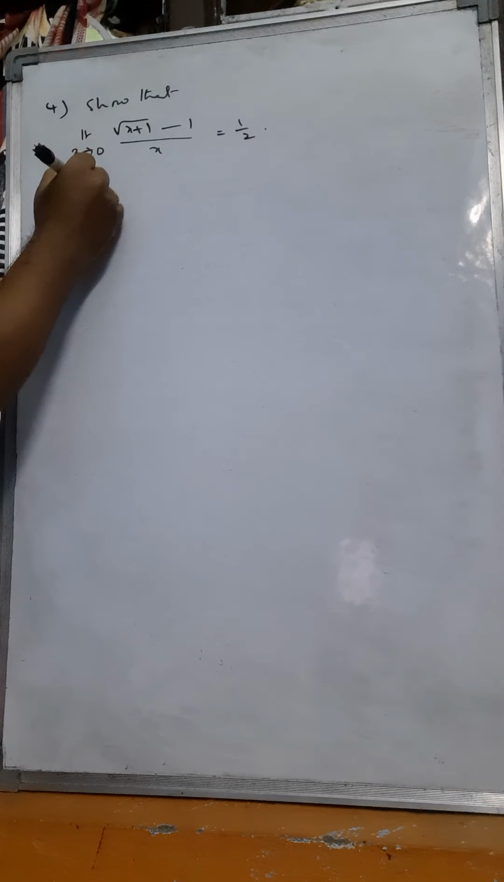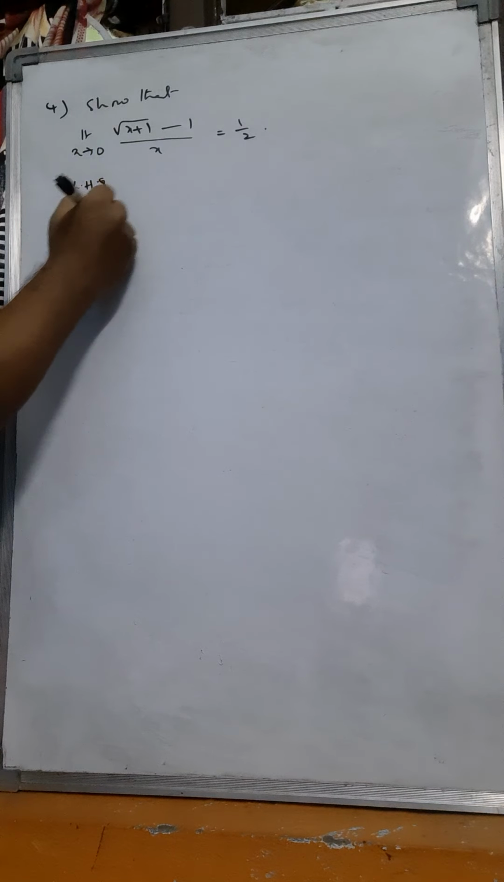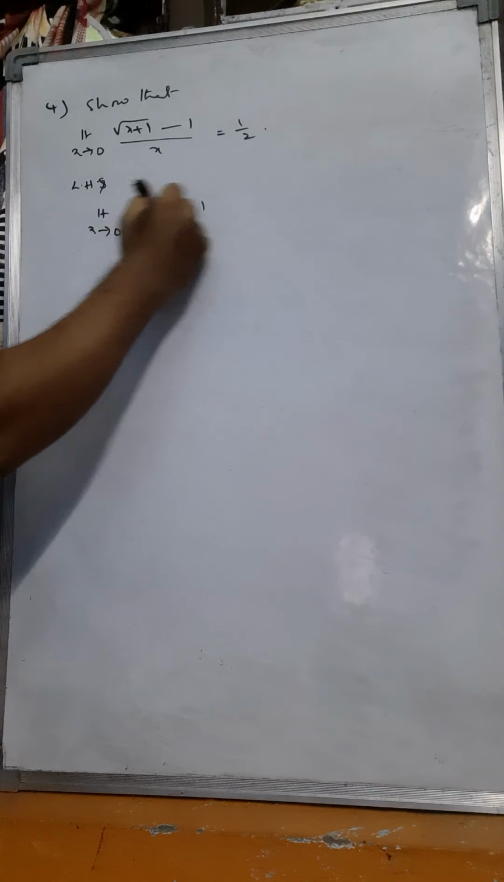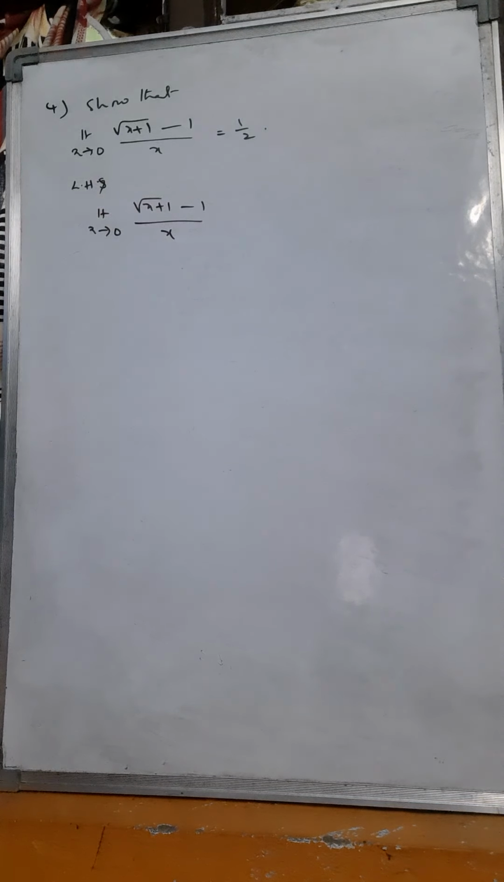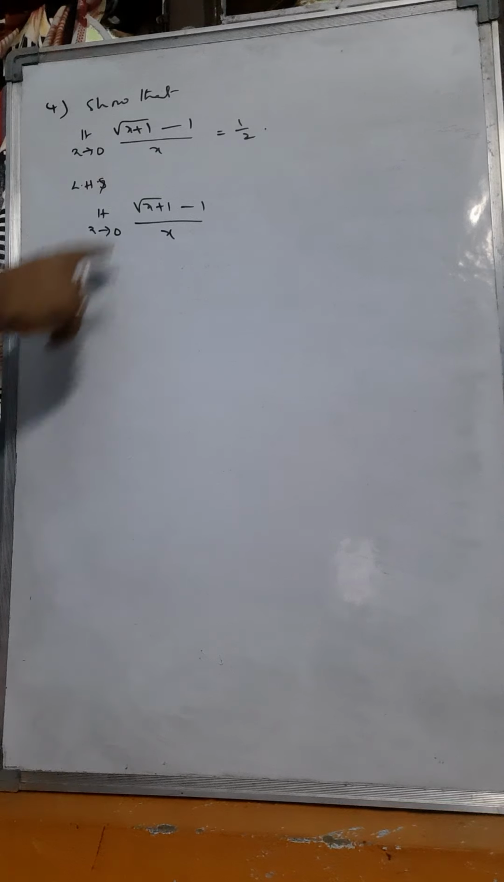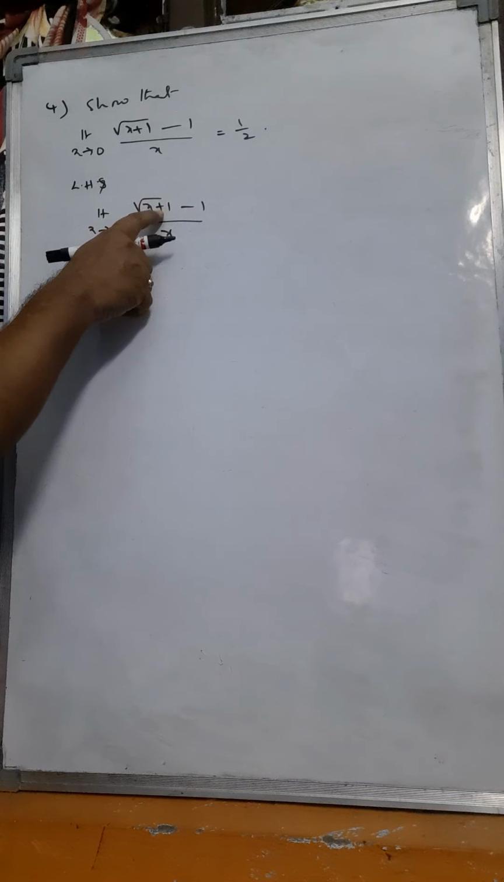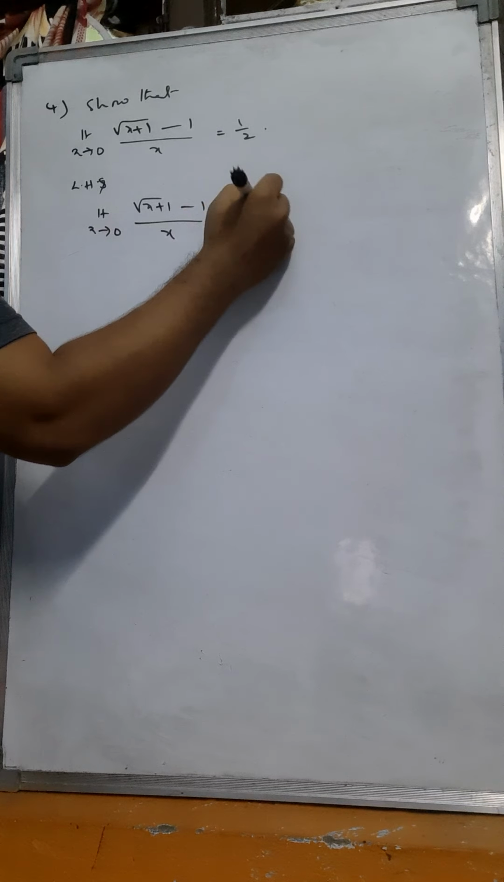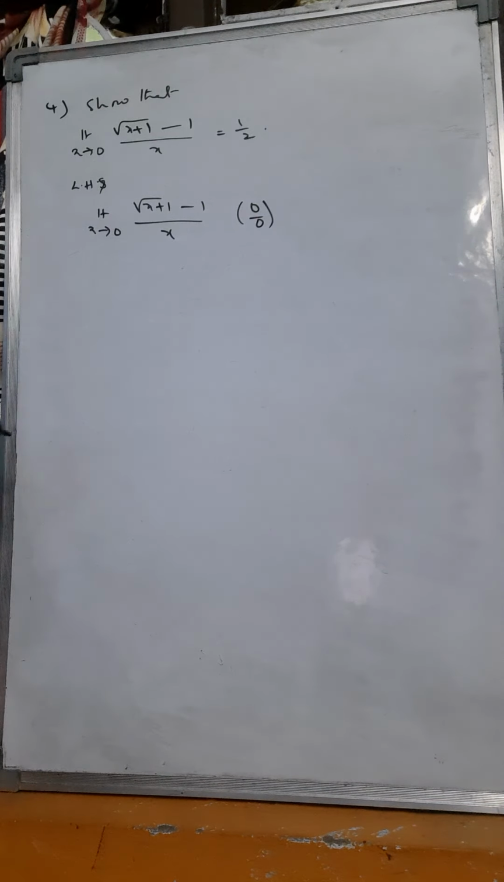So LHS is limit x tends to 0, (root x plus 1 minus 1) by x. So if you put x equal to 0, root 0 plus 1 means root 1, root 1 means 1, 1 minus 1 means 0, 0 by 0. So which is in the form of 0 by 0. So take the factorization.